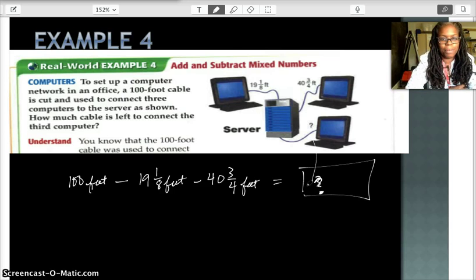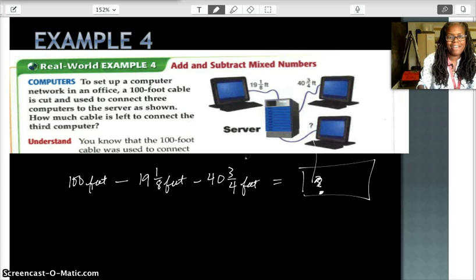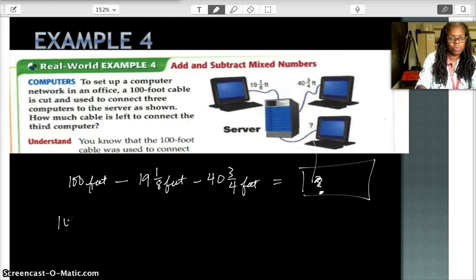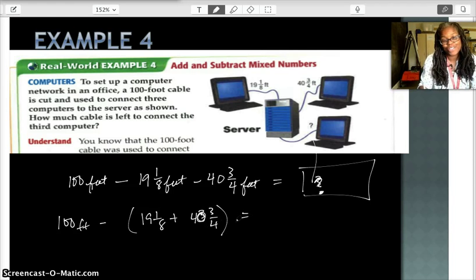So how will we do this? What makes sense? When I think about this problem, I'm thinking about the fact that if I can add up these guys together, then I'd know the whole amount that has been used. Does that make sense? And then I can subtract that value from 100, because I don't feel like playing around with fractions and fractions and fractions. If I can just join them together, I feel like that would make more sense to me. So I'm looking at this problem as 100 feet minus the sum of 19 and 1/8 plus 40 and 3/4. So I'm going to do what's in the parentheses first.